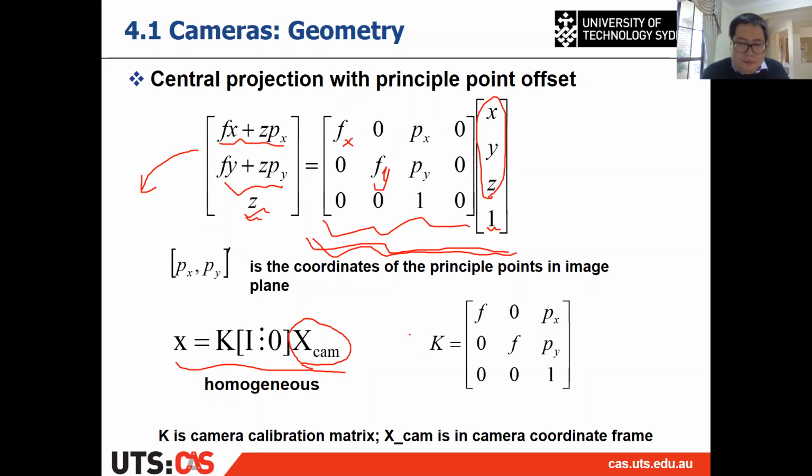And in this case, if you rewrite it like that, we have a matrix K. And matrix K is a 3x3 matrix, only including the camera calibration information or parameters. Then this K matrix, we call it the camera calibration matrix or camera intrinsic matrix. All right.